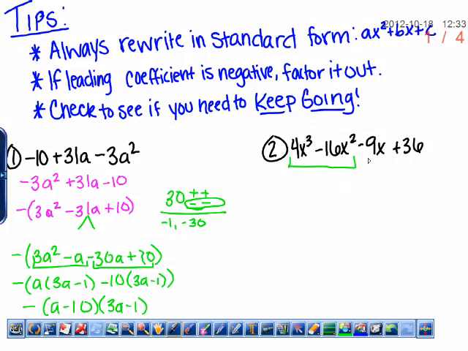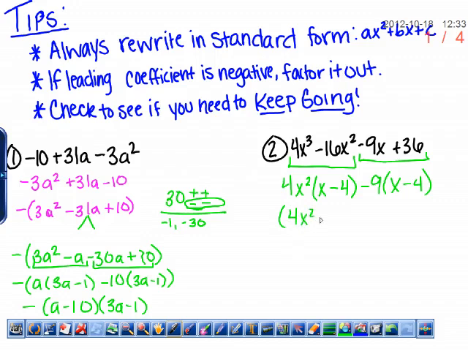Group your first 2. Group your last 2. What can I pull out of my first 2? 4x squared. Good. What is left? Not x minus 16. X minus 4. Good. Okay? What can I pull out of this one? Negative 9. And what's left? X minus 4. Do those match? Yep. So we're good. So I've got 4x squared minus 9 times x minus 4.